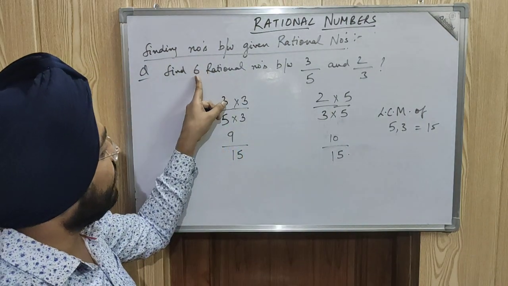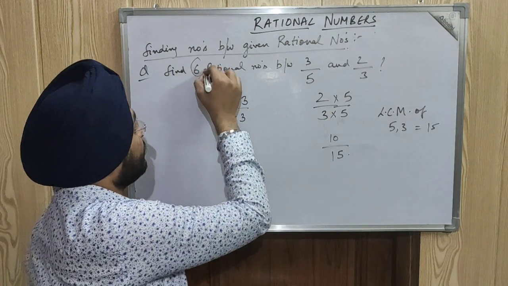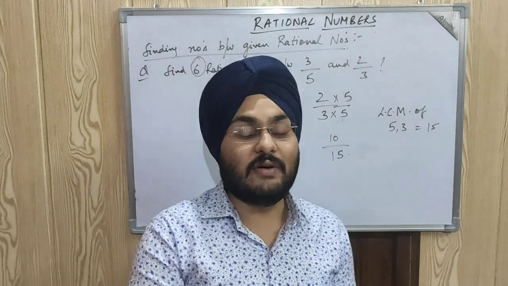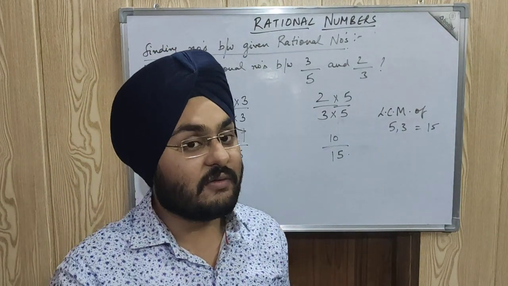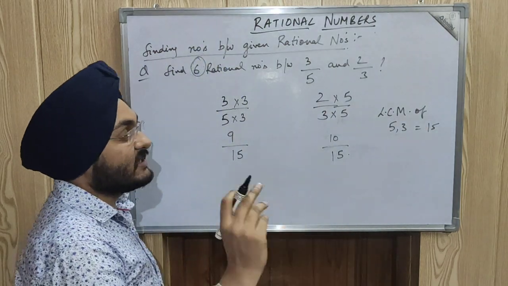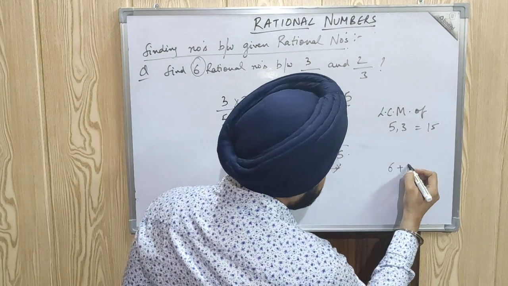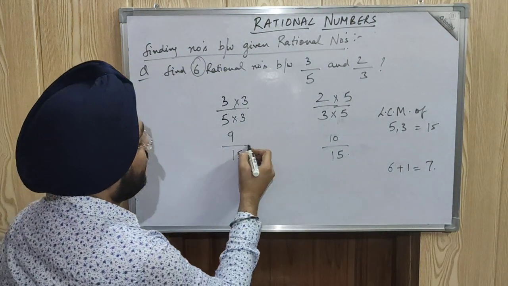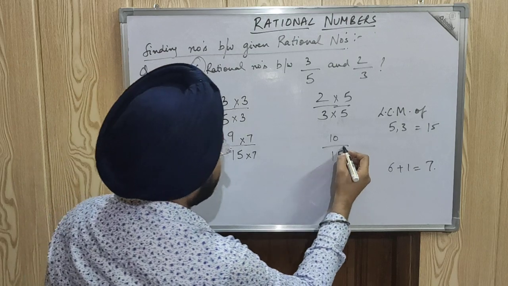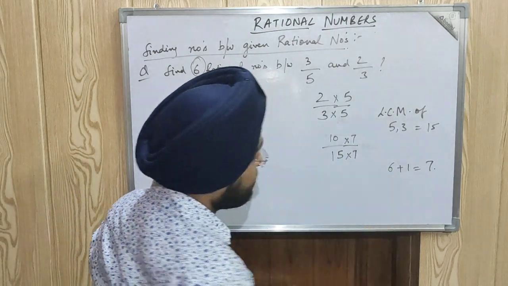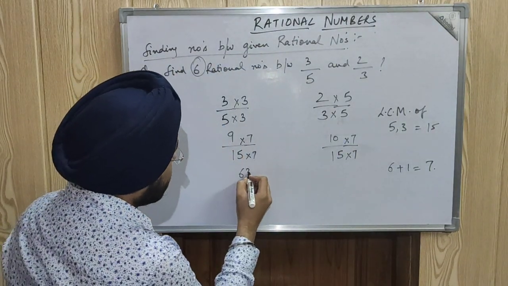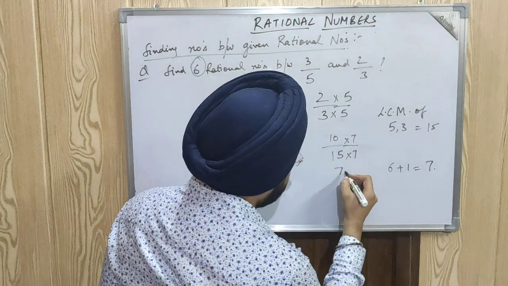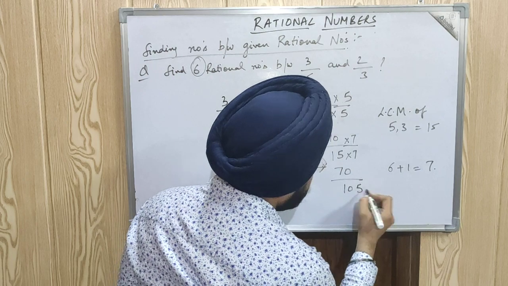So now he is saying we have to find 6 rational numbers. So keep in mind about this number, that is 6. Add 1 to this 6. So that 6 plus 1 will become what? That will become 7. So now take this 7 and multiply with the numerator and denominator of both the numbers. Okay, so I'll be left with what? 63 and 15 into 7 will be what? 105. So I will be getting 70 and again 105.